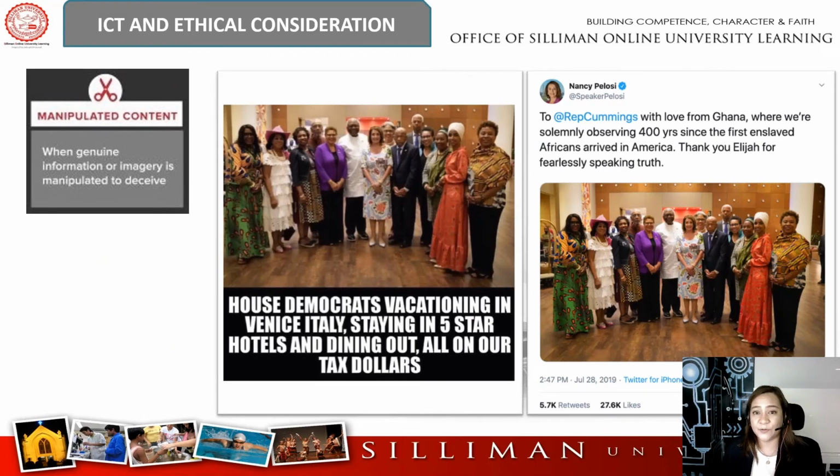Another example would be on the right. Here's a tweet from Nancy Pelosi that was twisted to fit a political agenda. The photo on the left was shared in July 2019 with captions claiming that Democrats were vacationing in Italy, staying in a five-star hotel and dining out on American taxes. This was debunked, pointing out that this photo was taken in Ghana rather than Italy, per Pelosi's original tweet the photo came from. How to spot manipulated content then? Investigate the source.